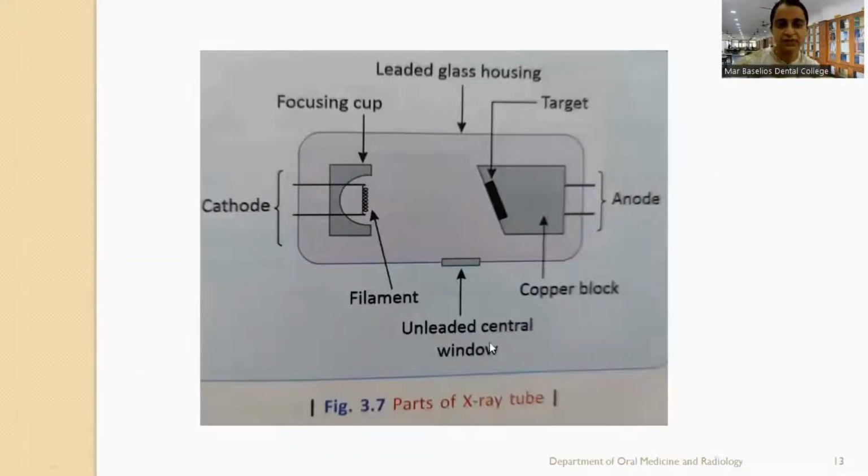These are the parts of the X-ray tube. You have the cathode, which is the tungsten filament embedded in a focusing cup made up of molybdenum. You have a target, tungsten, which is embedded in a copper stem. This is the unleaded glass window through which the X-rays exit the X-ray tube.